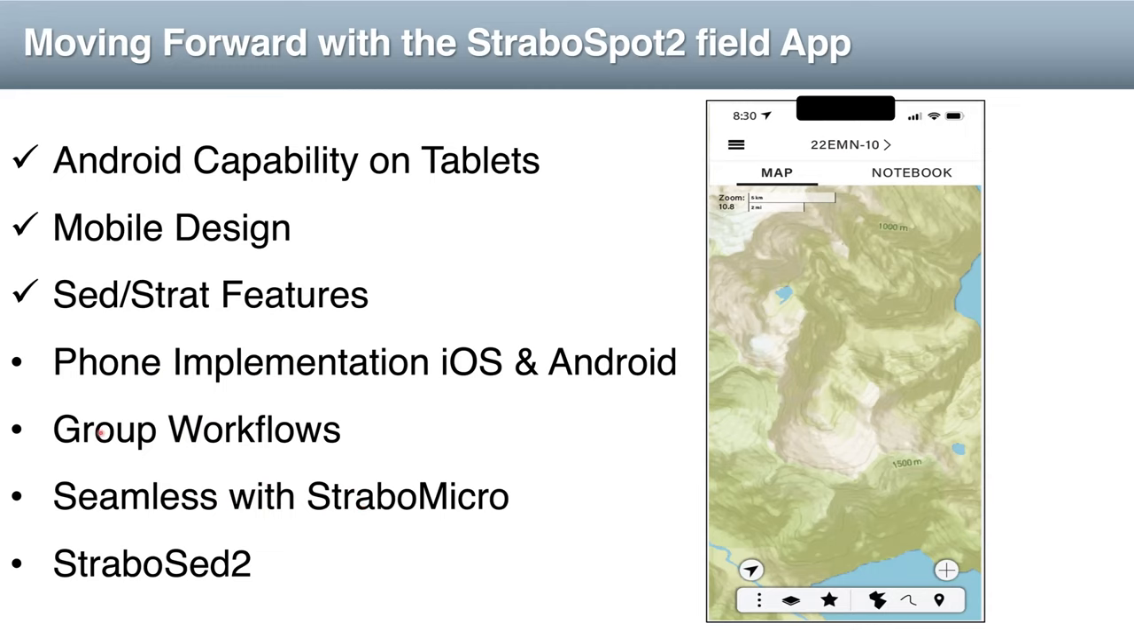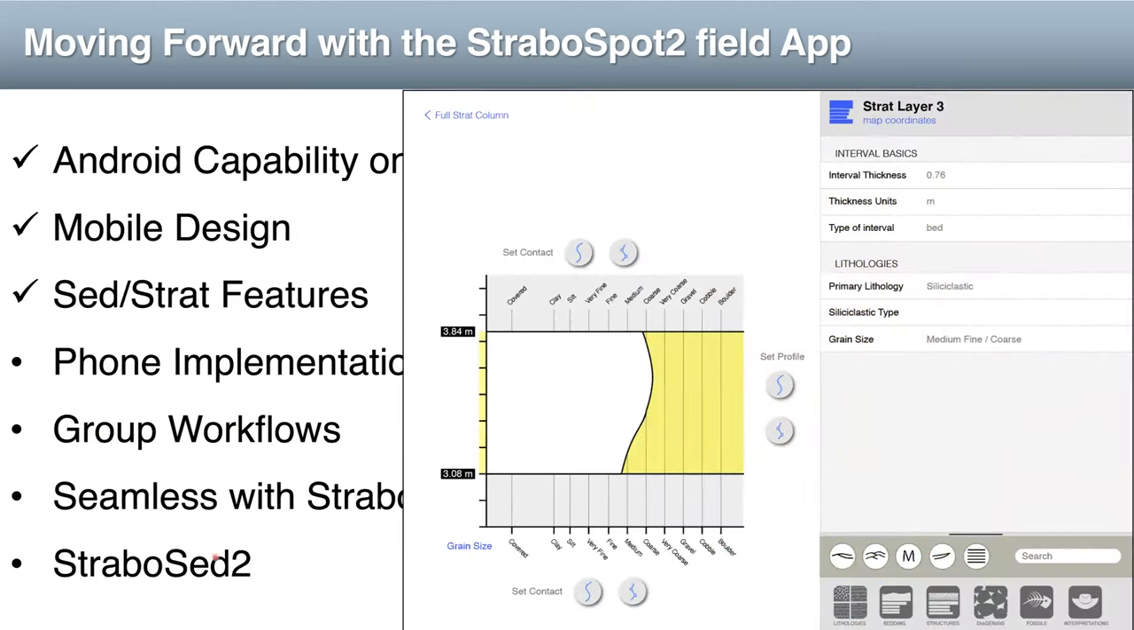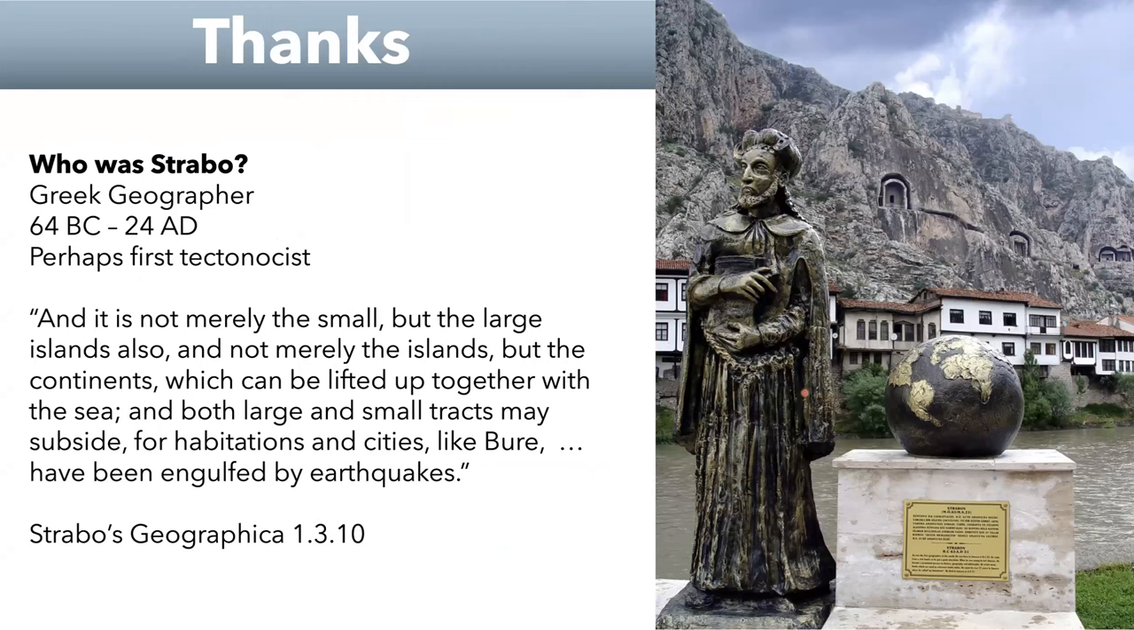We also have proposals in to do various things. One is what I'll call group workflows, working together on a project. We'll talk about that later. And then we ultimately want to get a Strabo 2 version of the sedimentary geology interface put in that does a lot more interactivity with data collection and easier attributing of data items. So that's a lot of the things that are planned right now and we're moving forward with. So that concludes my intro little bit here.